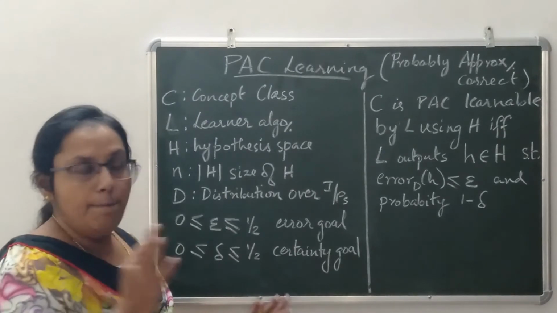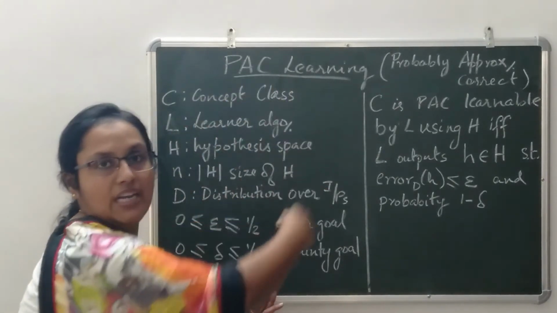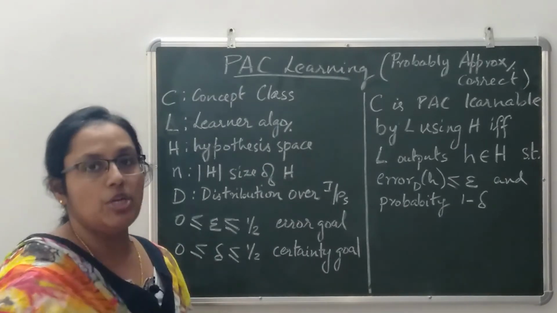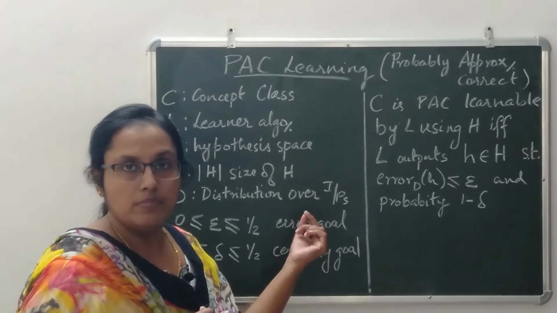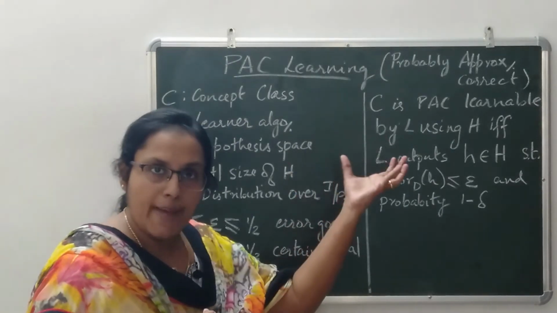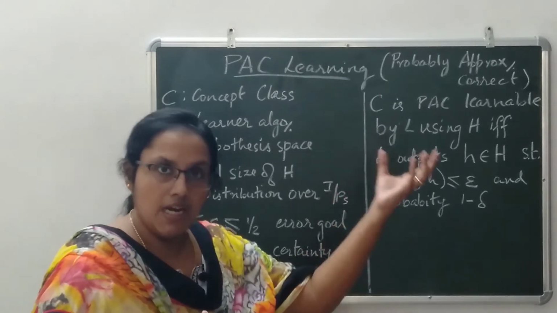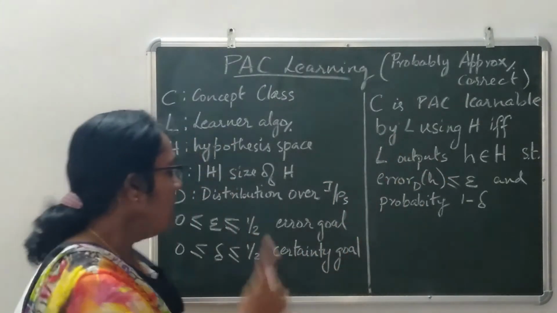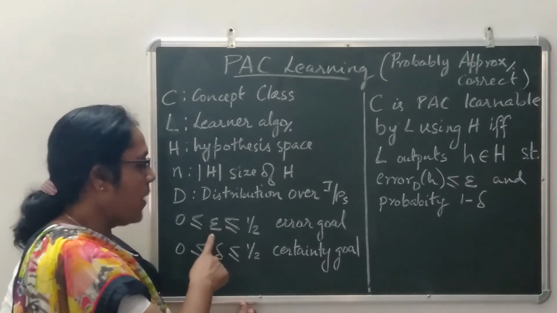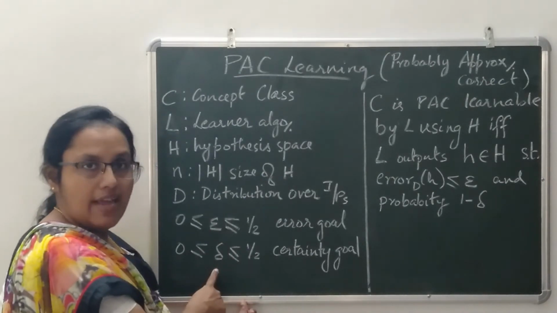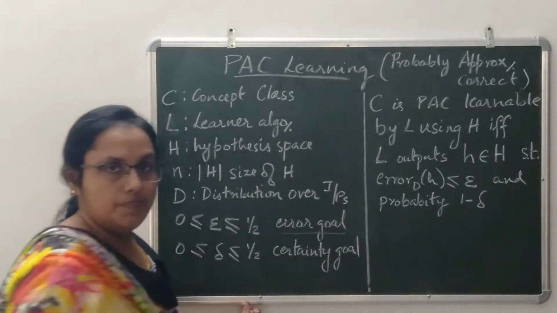Now, in PAC algorithm, this is common for almost all learners. Whenever we are testing whether a particular learner is good or not, all these things will be common. But when we are doing PAC learning, that is probably approximately correct learning, we want to define two values or parameters. One is epsilon and the other is delta. Epsilon is called the error goal.